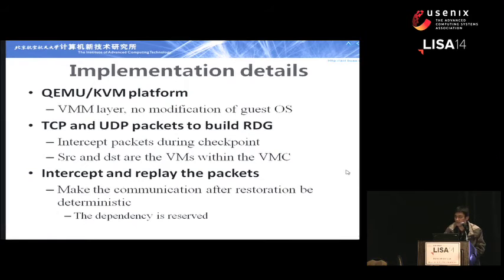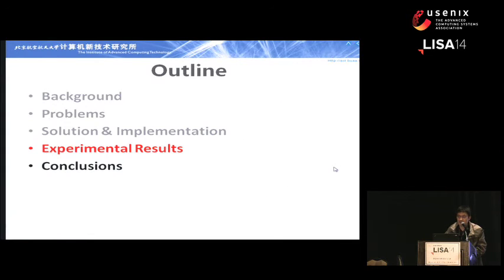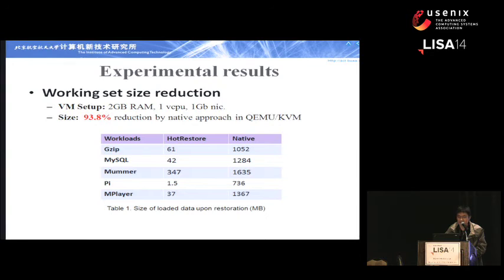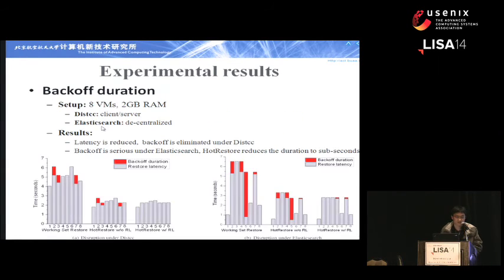We have implemented HotRestore on the QEMU KVM platform. Next, I will show some key experimental results. The first result shows the working set size. This table shows that we just load dozens of megabytes of data upon restoration, while the native approach that retrieves all the memory, all the state, may be beyond gigabytes. And our method achieves about 94% reduction.